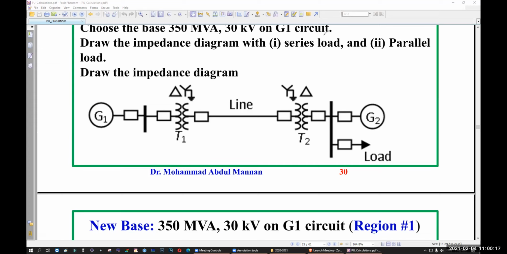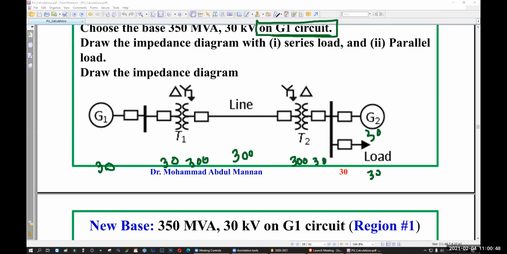So if I tell you choose base on transmission line, then you have to draw the number at the transmission line first, then you have to go to the transformer, then you have to go to the secondary part, then you have to go to the generator, then you have to go to this side, right? Yes, sir. Then it is 30, this is 30. So this is the point where you will start writing.